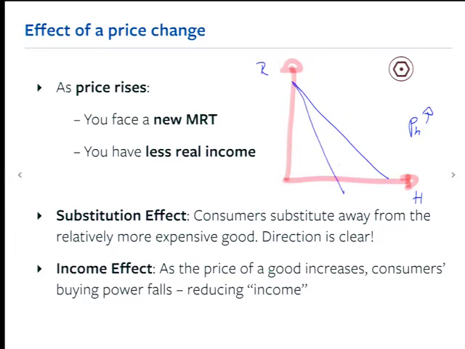Okay. But here's what happens, right? The budget constraint rotates in. So what happens to the slope of my budget constraint? Is the marginal rate of transformation the same? No, right? So you're facing a new marginal rate of transformation. It says that in bold right next to it.